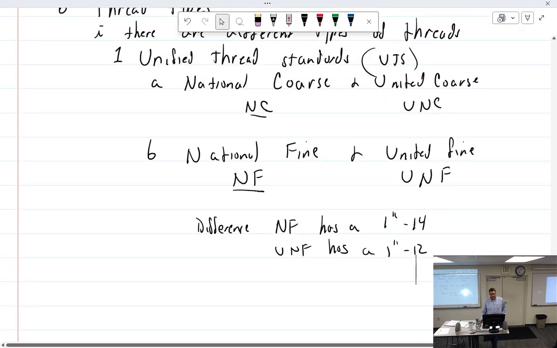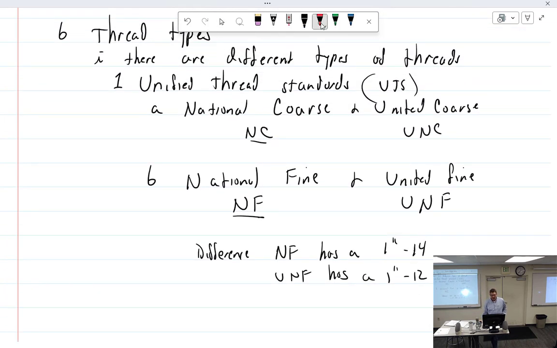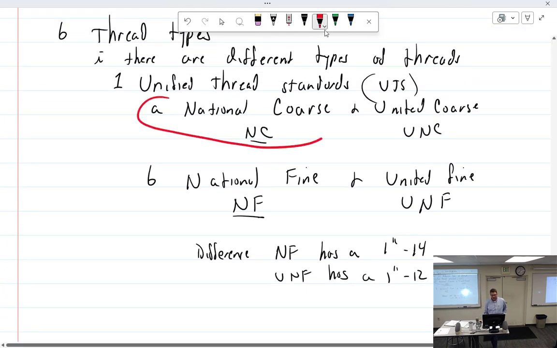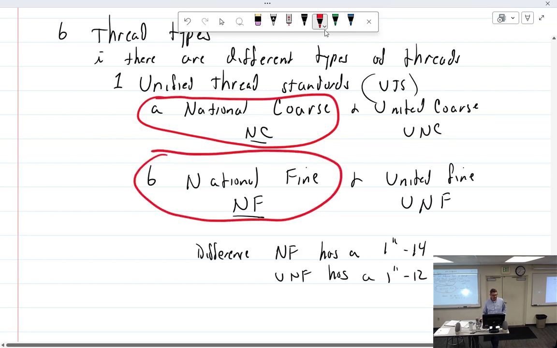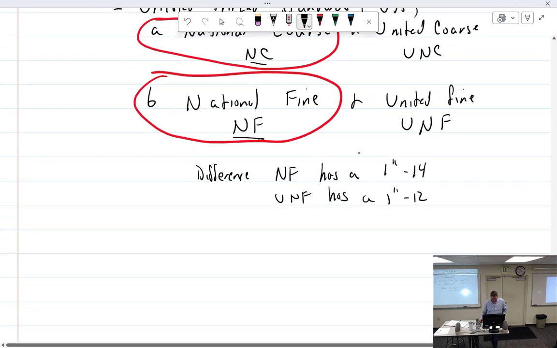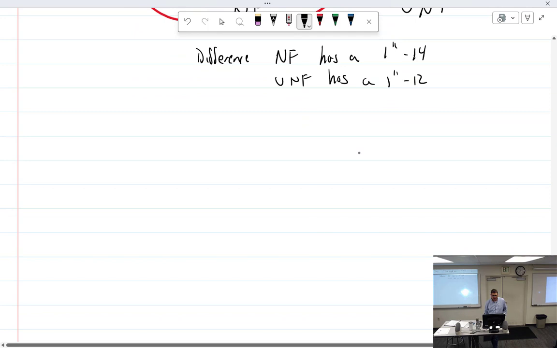All right, so to be very clear, in aviation, we're either going to have national coarse or national fine of all of these. These are just some other ones that exist within it. So let me say ABC. We have United National Extra Fine.